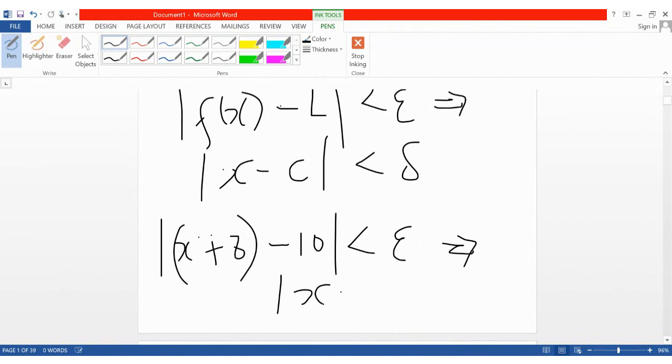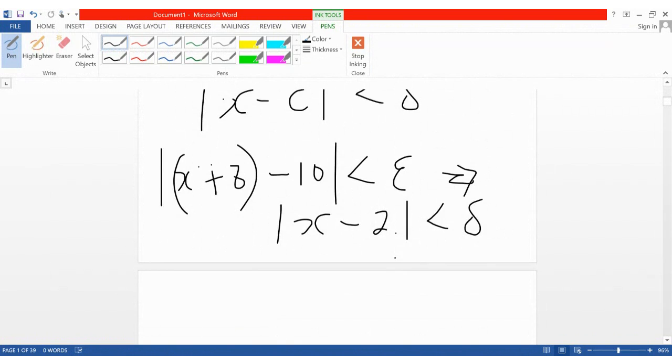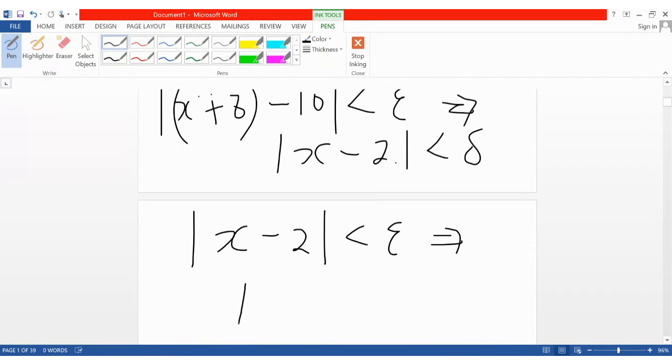So we can simplify on the epsilon side. When I simplify the epsilon, this is what I'll get. What is 8 minus 10? That is negative 2. So x minus 2 is less than epsilon whenever x minus 2 is less than delta. Very, very important. So you can see there's a relationship there.